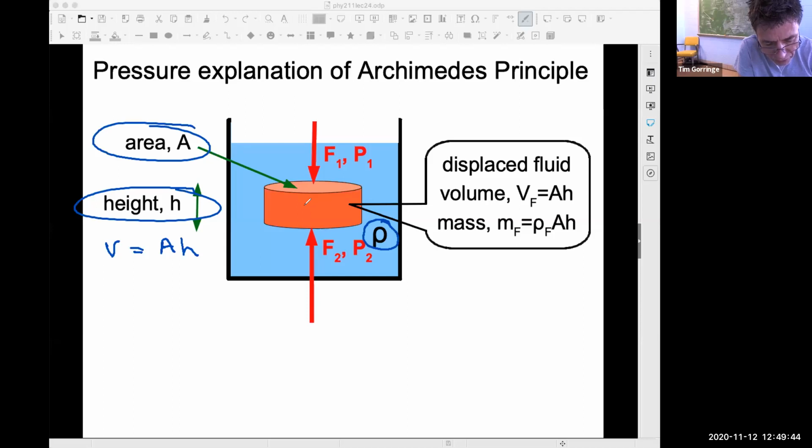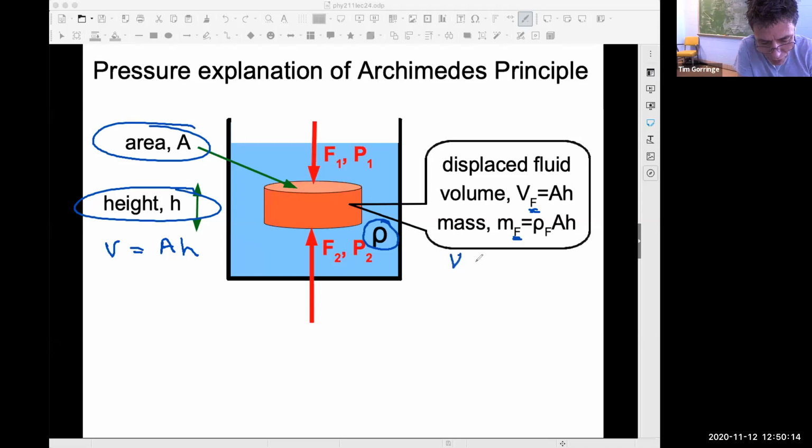It's beneath the surface of the water. It's submerged beneath the water. So that means the volume of the fluid, I put in subscript F on the volume of the fluid, is going to be the same as the volume of the solid, the cylinder. And then that means that the mass of the fluid, that's going to be the volume of the fluid times the density of the fluid. And so there's the mass of the fluid.